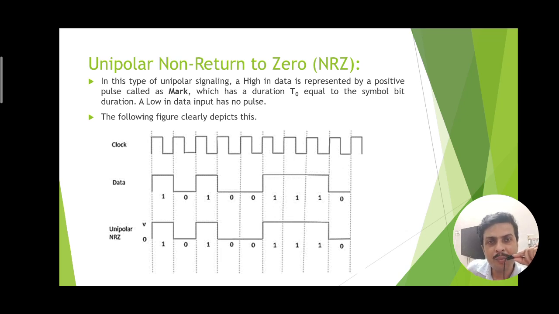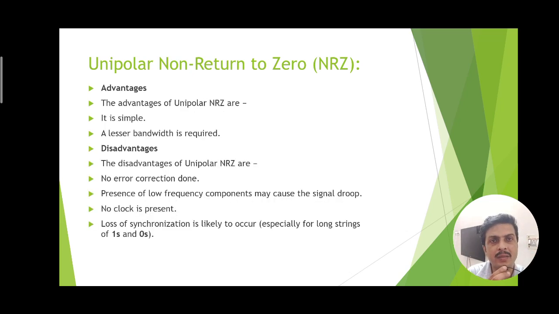For the unipolar non-return to zero signaling, the representation of 1 is the presence of a pulse and the representation of 0 is the absence of a pulse. The advantages of unipolar non-return to zero are that the circuit is very simple and it utilizes less bandwidth, whereas the disadvantage is that no error correction is possible, that means errors may be introduced easily.